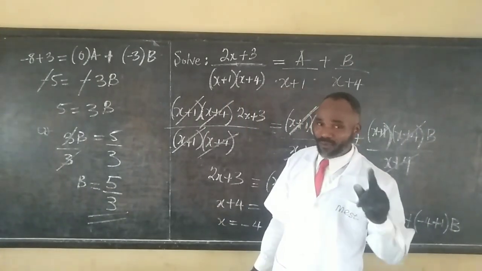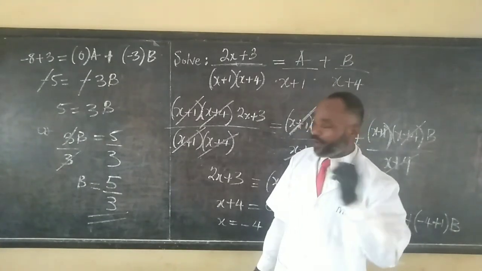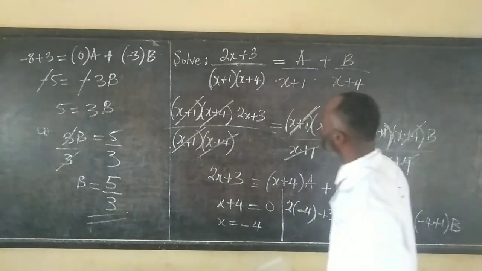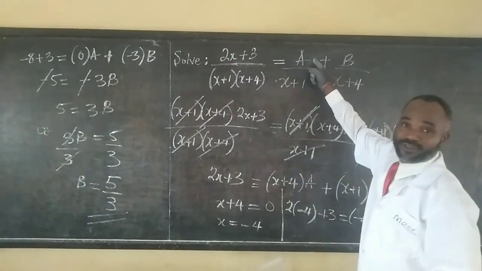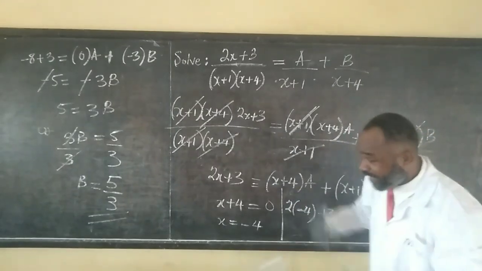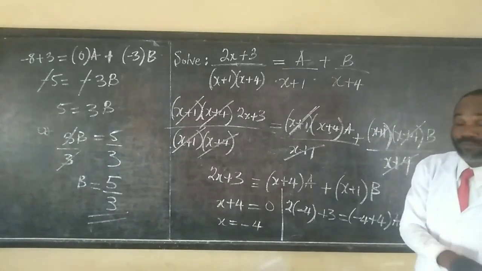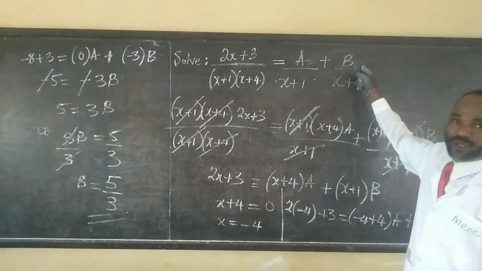Isn't that interesting? Quite interesting. But we're not done yet. We've not finished. We need to find the value of A, because A was initially eliminated. So we need to reintroduce it and then find its value by eliminating B. We don't want B again.